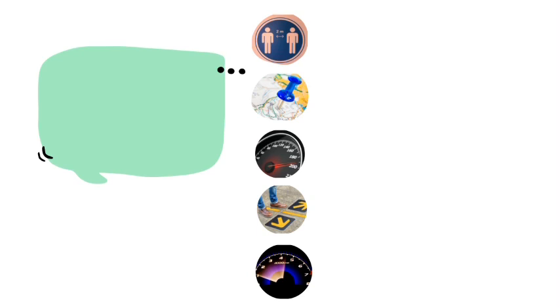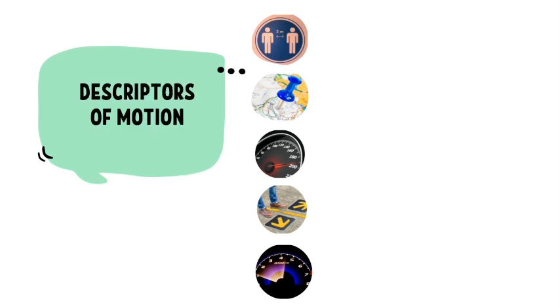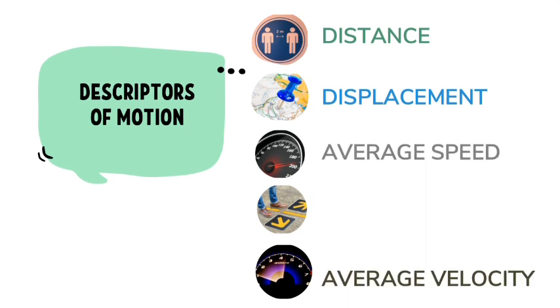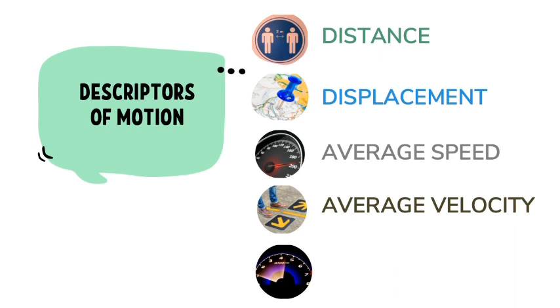In this chapter, we're going to describe motion using what we call descriptors of motion, which are physics terms that we will be using throughout this chapter. Let's enumerate them. First is distance. What do you think is the other one? We have displacement, average speed, average velocity, and acceleration.